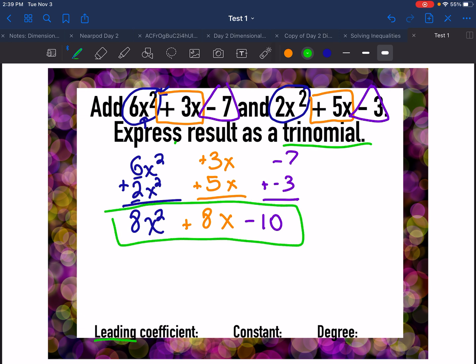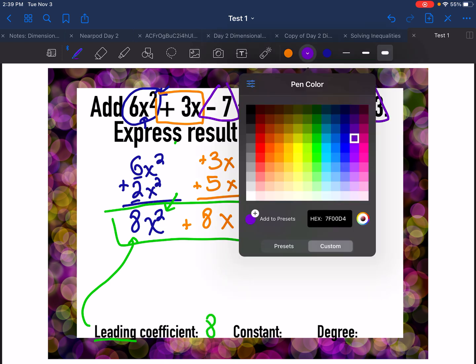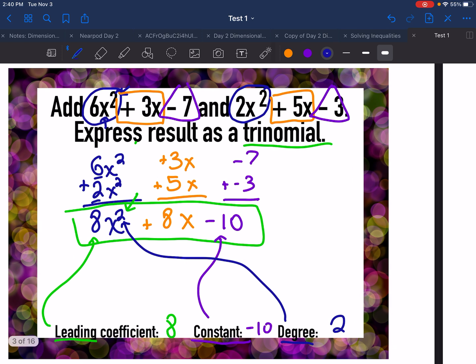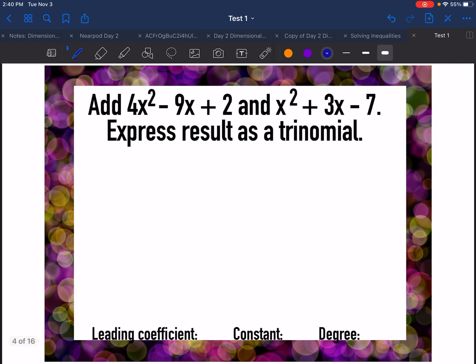Now my leading coefficient, that's going to be the coefficient in front. I know it's the first one because it has the highest exponent, so my leading coefficient is positive 8. My constant, that is the number at the end, which is negative 10. And the degree is the highest exponent. In this case, my degree is 2. Now I'm going to have you try one on your own. So add these together, give me the leading coefficient, constant, and degree, and then we'll go over it.